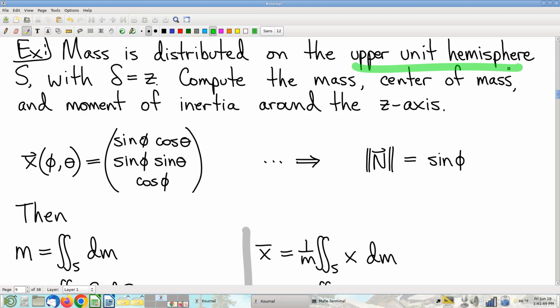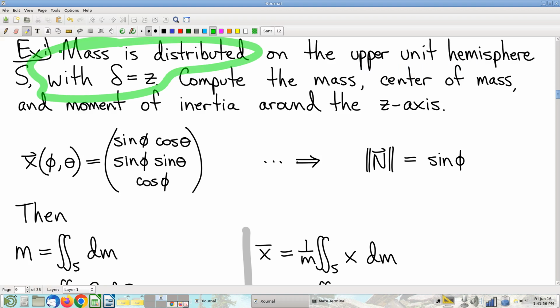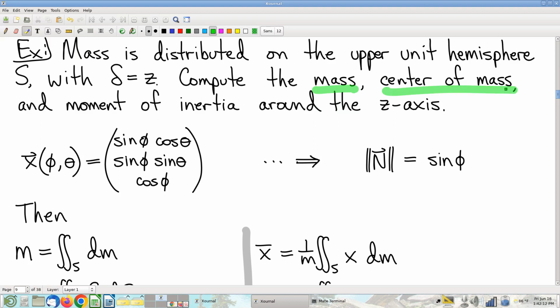So kind of a dome. Right? And I have mass distributed across that dome, where the mass per unit area is higher the higher up you go. This is weird, but one could imagine. And given that shape, let's compute the mass, let's compute the coordinates of the center of mass, and let's compute the moment of inertia around the z-axis. So a bunch of different calculations, but we know we're going to need the stretching factor in all of them.